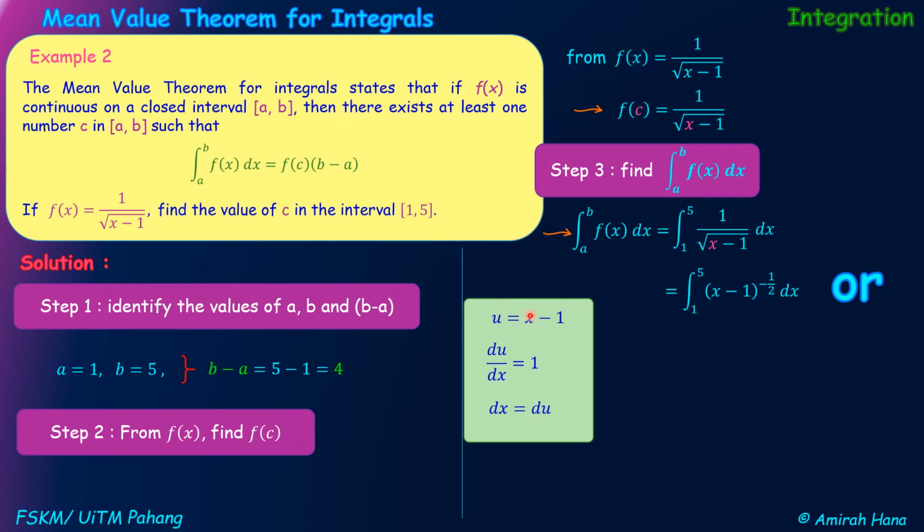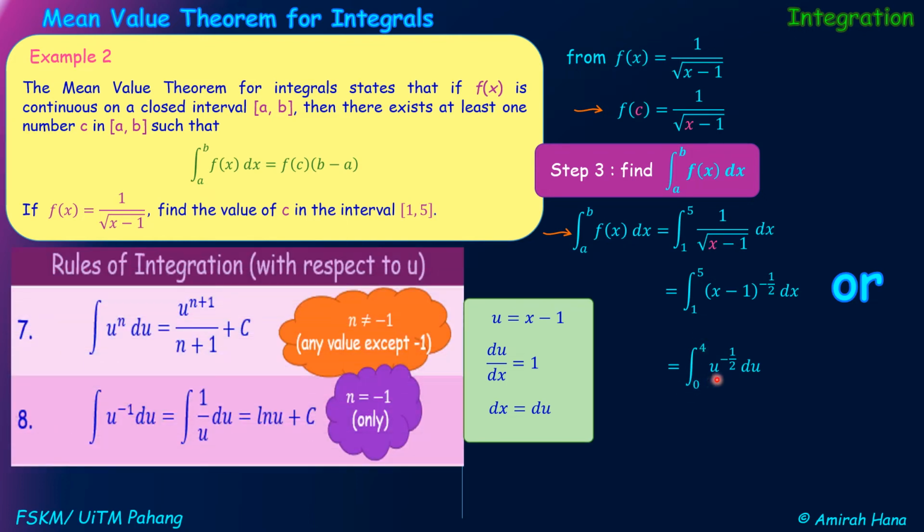Alright? When we use U substitution, we need to change all the variables here in terms of U and du. Right. So from here, we get the integration from 0 to 4, and then x minus 1 means U, and then to the power of half, our dx equals du. Before that, how we get this? Okay, we will discuss later.